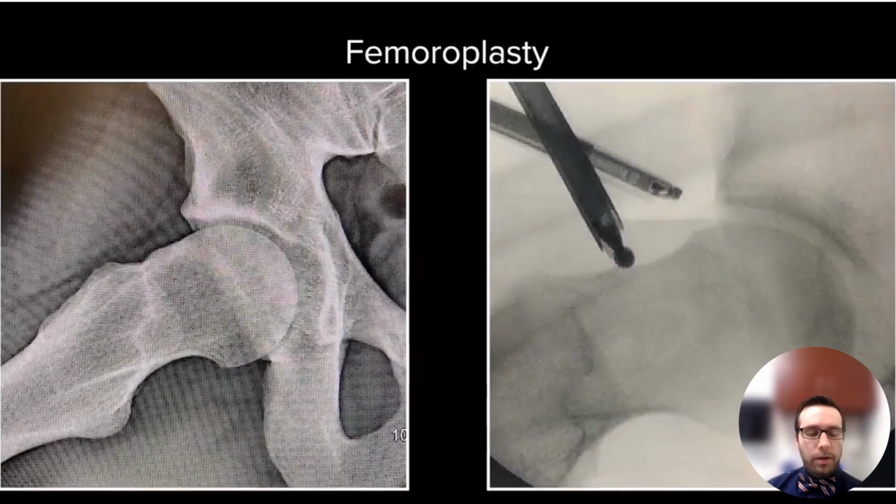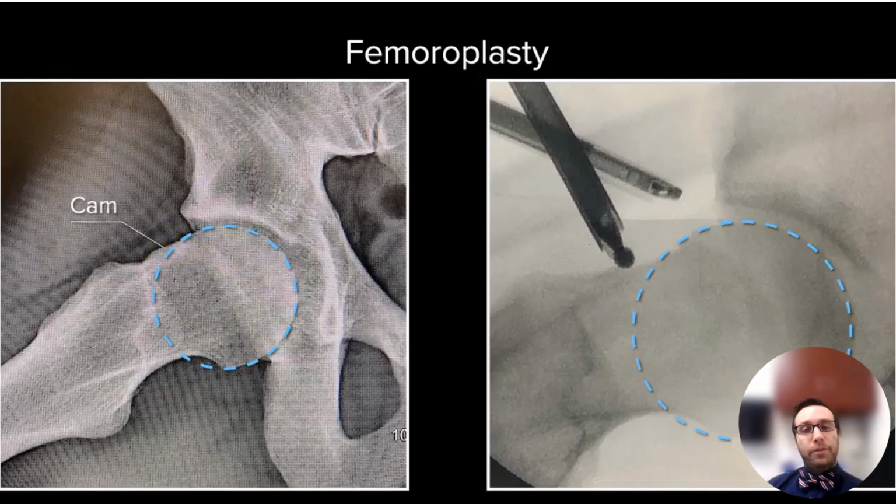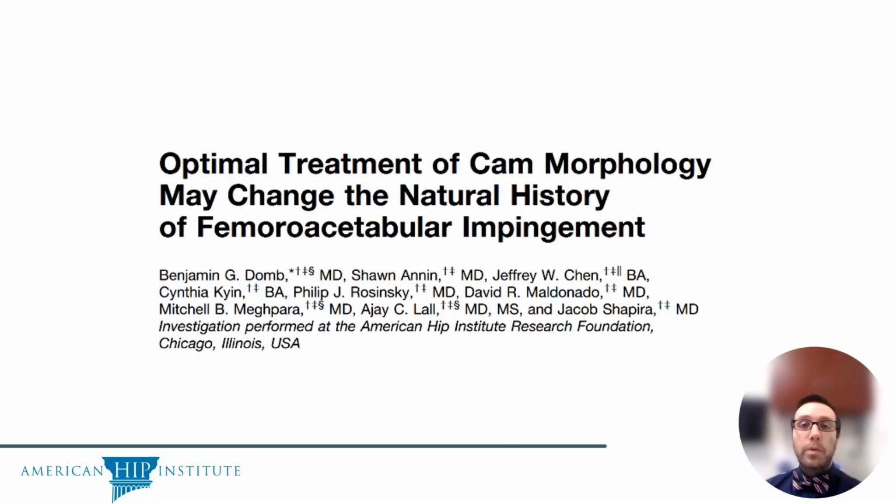Take a look at the image on the left. It's a patient before surgery with a big cam deformity in the femoral neck. And on the right side, we have the same patient after undergoing surgery with a complete resection of the deformity. This is definitely one of the most critical steps we take during our surgeries.